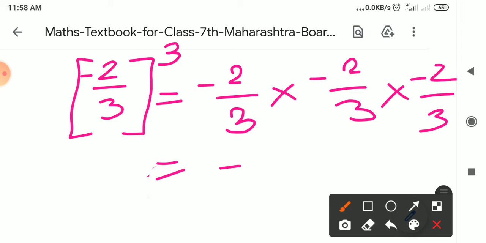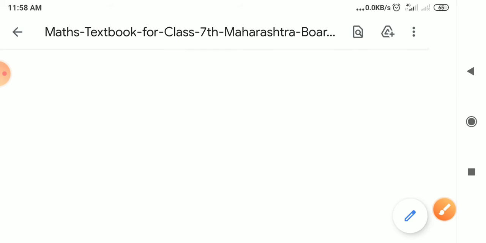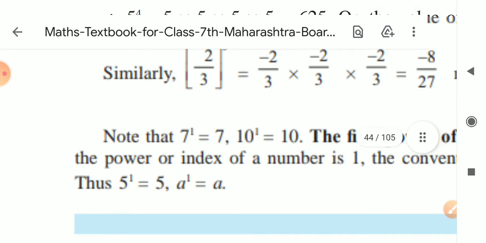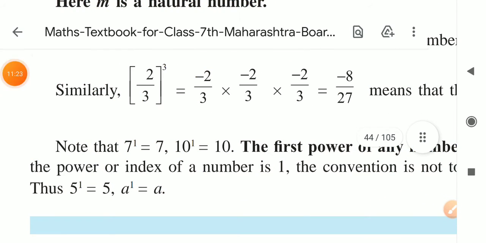So here the answer is negative: 2's cube is 8 and 3's cube is 27. So this is the answer. Okay, now let's move towards one more example. We see here from our textbook. So that example we see now; I told you the rules also.